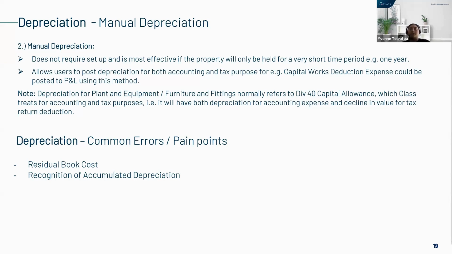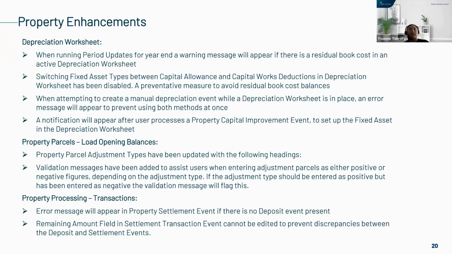Another common cause was changing the type of depreciation across years. So maybe in 1 year you set up an item as a capital allowance, and then in the next year you realize you made a mistake, so you've changed it to a CWD, or capital works deduction, or you've removed it altogether as an NA item. All of these may result in residual book cost and subsequently recognition of accumulated depreciation. So to tackle and remedy these issues, our product and development team have implemented a few enhancements.